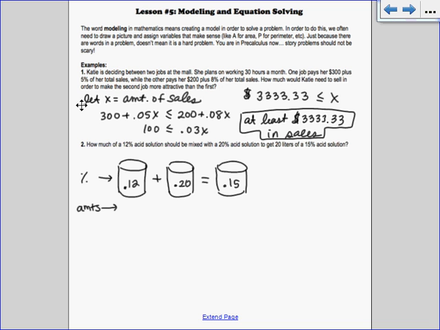But the amounts will add up. So if I had 10 liters of the first one and I added it to 20 liters of the second one, I'm going to get 30 liters of the mixture, right? So the amounts along the bottom, those add. It says how much of the 12% acid solution? So that's going to be our X. So we're going to say let X equal the amount of 12% solution.